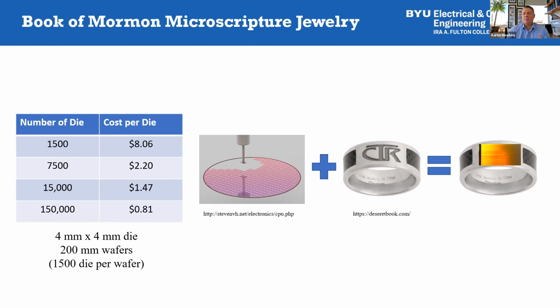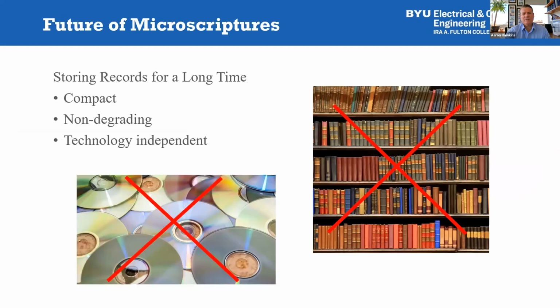This is a classic microelectronics chip calculation. The more you make, the cheaper they get. So on the left, you saw, here's what I reported to Deseret Book, but they thought that was still too expensive. So far, no one's been willing to make the Book of Mormon jewelry, but that's an idea ready for someone to run with it. And I'll be happy to advise.